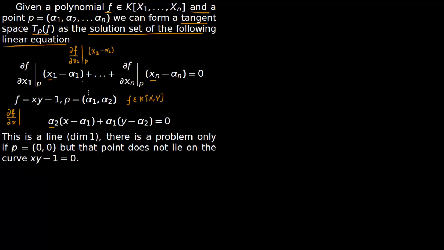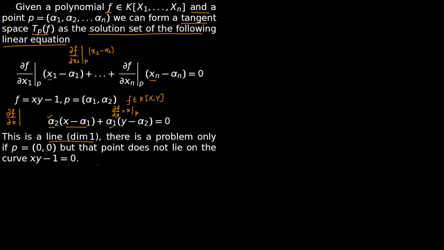Multiply with x minus alpha 1. For the partial with respect to y, this is just x, and when you evaluate it at point p, which is (alpha 1, alpha 2), you just get alpha 1, and then multiply with y minus alpha 2, equals 0. You can see this is a line. Here this is a constant, this is a constant, you just have x and y. So this is a line, dimension is 1.